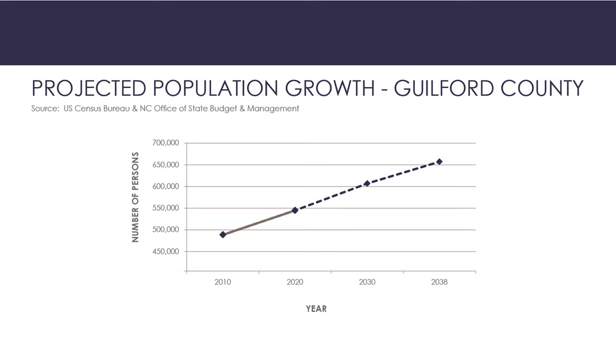While there is no official future population estimate for the town of Jamestown, we see from this chart, according to the North Carolina Office of State Budget and Management, that Guilford County as a whole is expected to grow from a current population of around 550,000 to nearly 650,000 over the next 20 years.